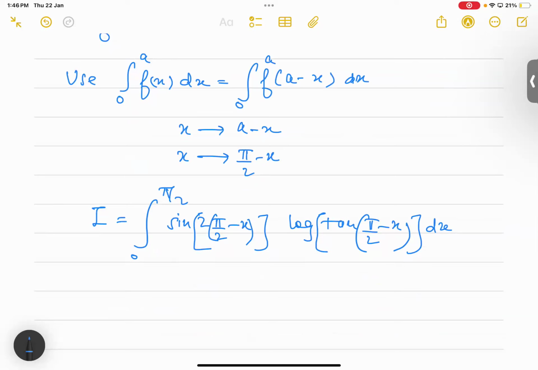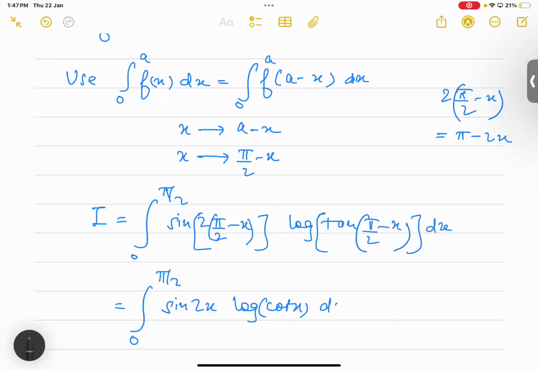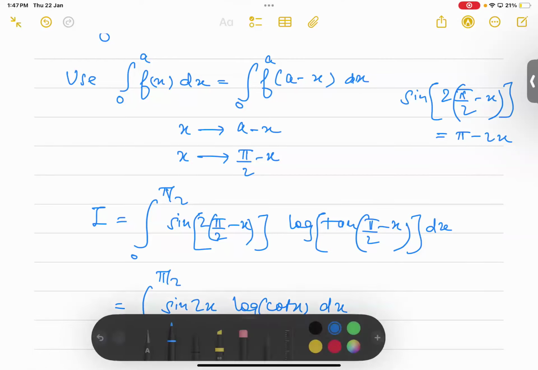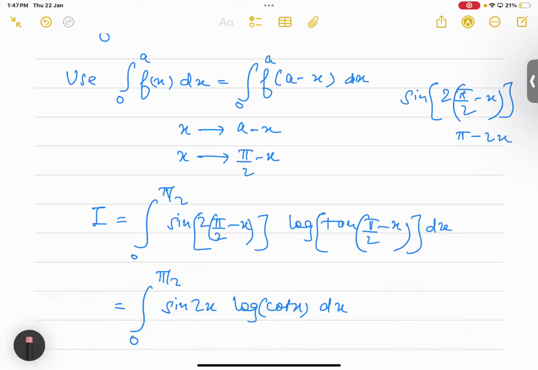Now 2 into pi by 2 minus x. What is the answer? Pi minus 2x. So 0 to pi by 2 sine 2x log cot x. One second, it will be sine pi minus 2x. Okay, so I'll just write this over here. Sine of 2 into pi by 2 minus x. Okay, it will be sine pi minus 2x. I'm solving this, guys.